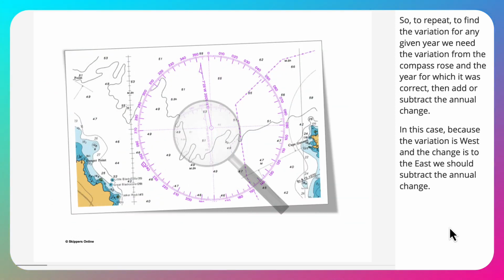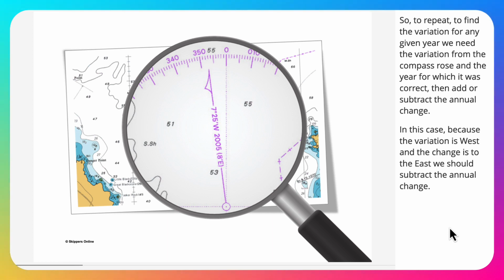So, to repeat, to find the variation for any given year, we need the variation from the compass rose and the year for which it was correct. Then add or subtract the annual change. In this case, because the variation is west and the change is to the east, we should subtract the annual change.